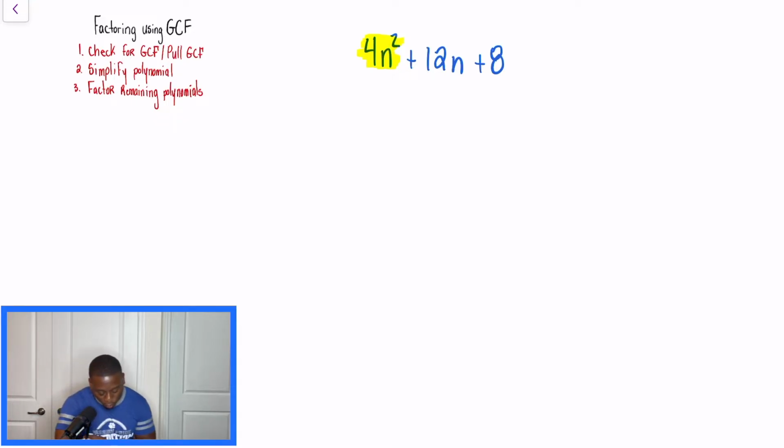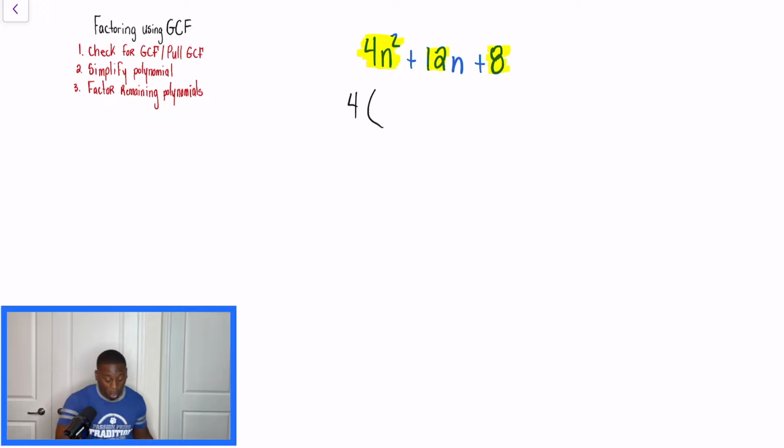And when I look at this problem, what we're trying to do is get the polynomial to have a lead coefficient of 1. So this is what I mean. If we look at this problem, we could divide 4, 12, and 8 all by 4. That's its greatest common factor, a number that we could use to divide all three of these numbers. So when I pull this greatest common factor, that's the first step. We check for the GCF, we pull it.